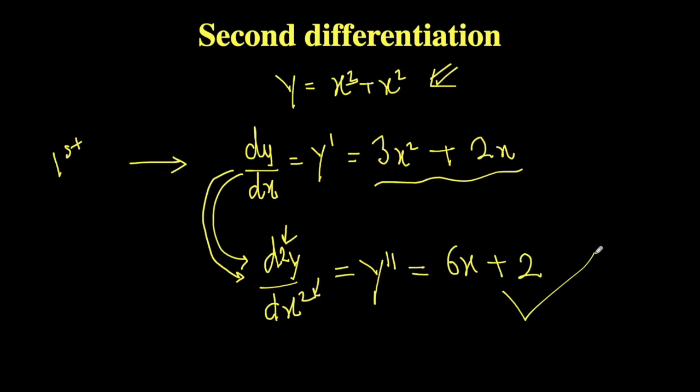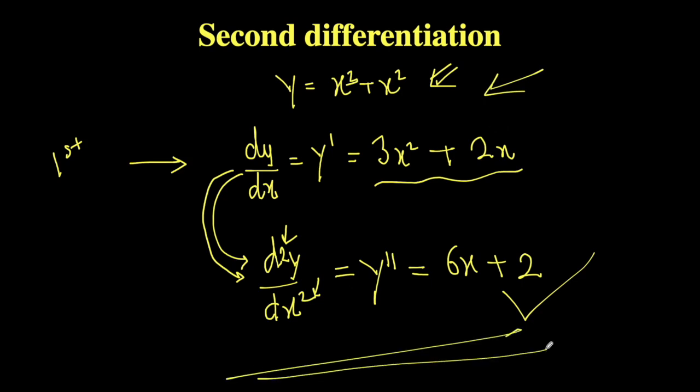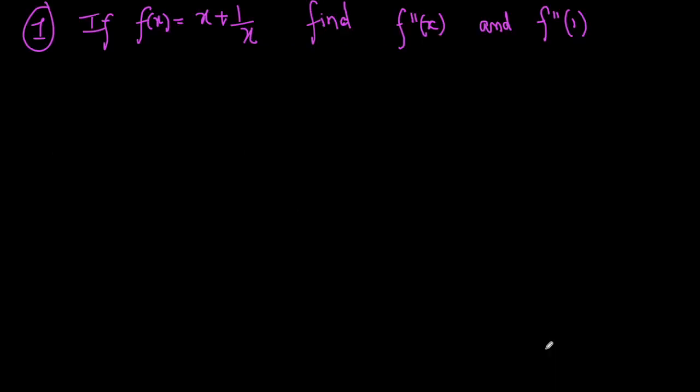There is no rocket science here. What you have to do basically is differentiate the function 2 times and then you will get your second differentiation. So hope you understand this one. Now let's do some questions based on the second differentiation. Now let's see this question.